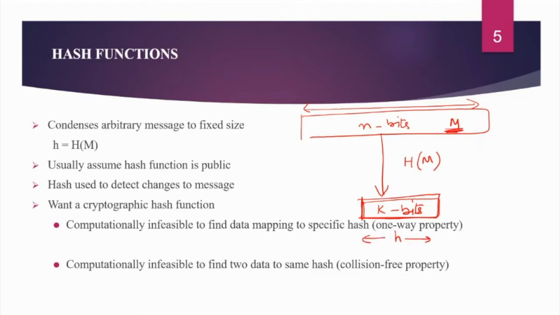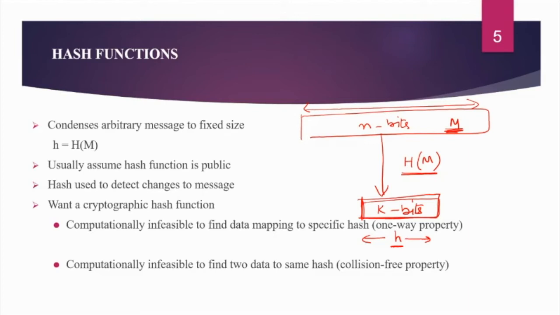So each message has its own hash value, and the input to this function is the message itself. Usually the hash function is public, is open. Everybody knows what hash function people are using, but depending upon what message you are giving to the hash function, a different value of h will be generated every time. So hash is used to detect changes in the messages.